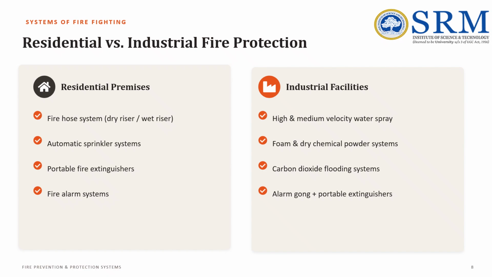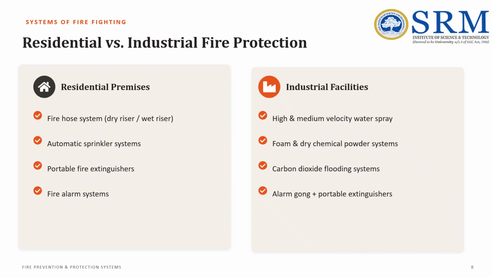Residential buildings and industrial facilities require different levels of fire protection. Residential buildings generally use hose reels, portable extinguishers, sprinkler systems, and fire alarms. Industrial facilities, especially chemical plants, handle flammable liquids and hazardous materials. Therefore, they require more advanced protection systems.